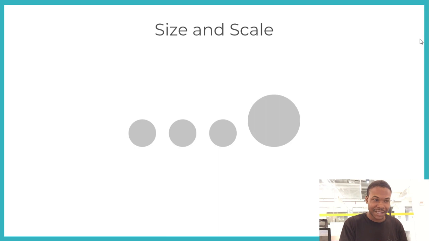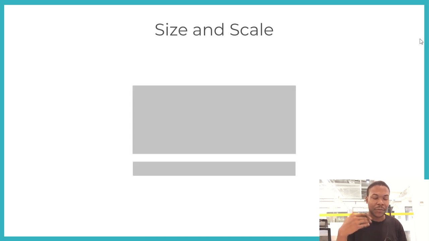So we're going to see another example. As you can see here, I'm using rectangles, and the one on top is larger in scale and in size, and the one below is smaller. So naturally we would pay more attention to the one above than the one below.